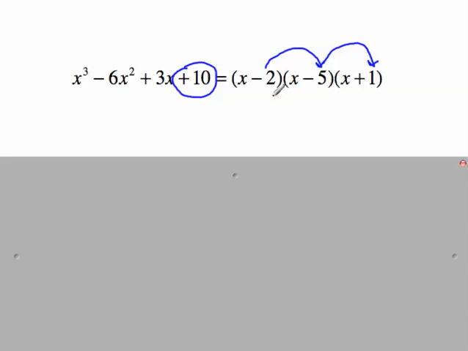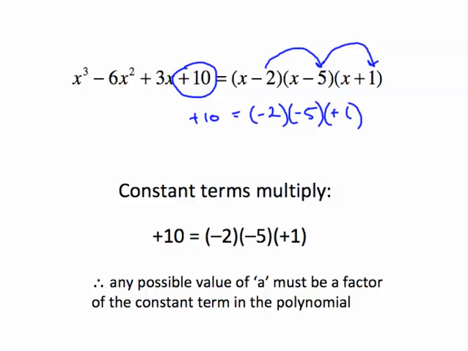Because any other multiplication is going to involve an x, and so it will not just be a constant term. In other words, that positive 10 comes from -2 being multiplied by -5 and positive 1. In other words, the constant terms multiply. Therefore, any possible value of a, any possible value that would make a binomial divisor equal to 0, must be a factor of the constant term in the polynomial. So although we were given x minus 2 in this case, we could have found it by guess and check by looking only at factors of the constant term here.